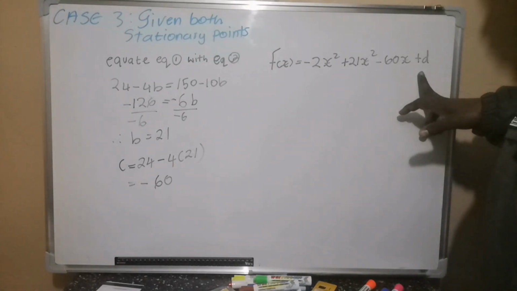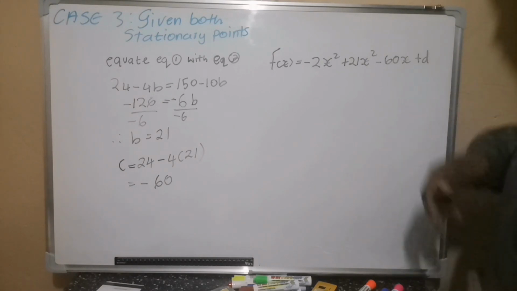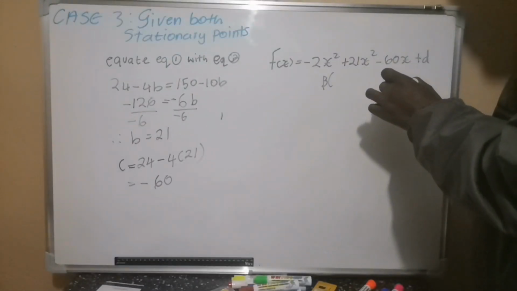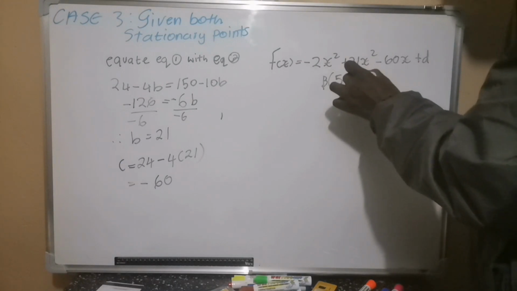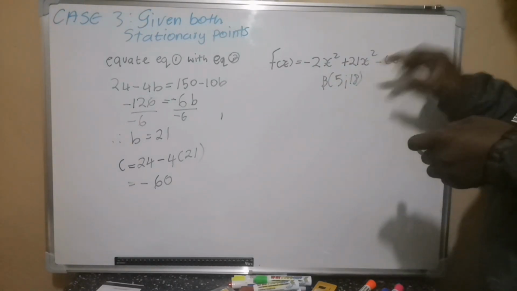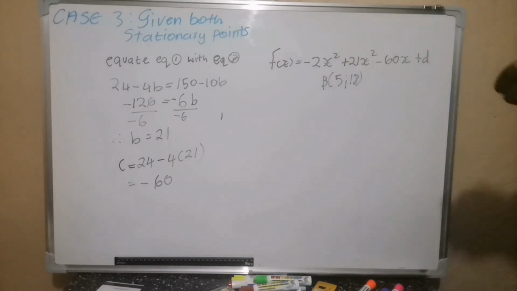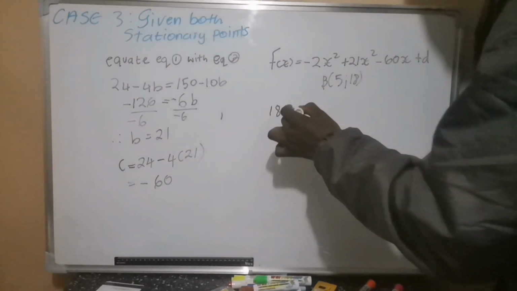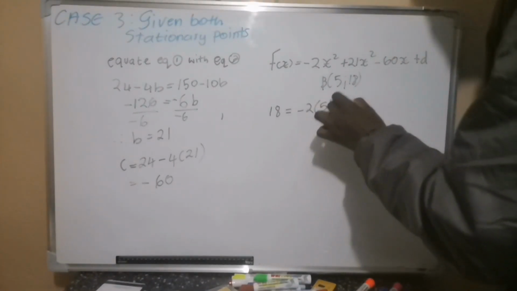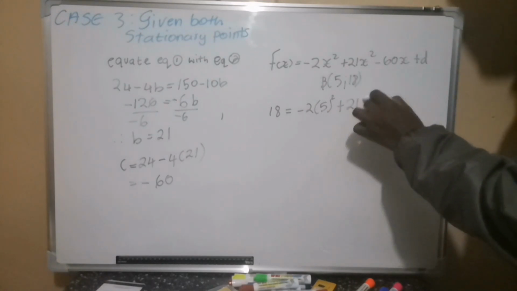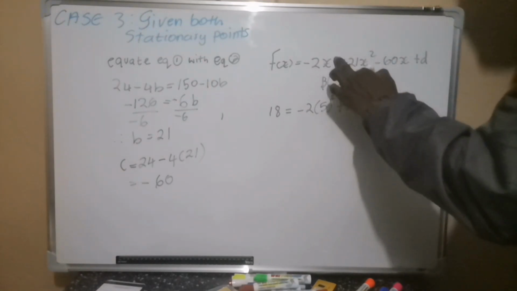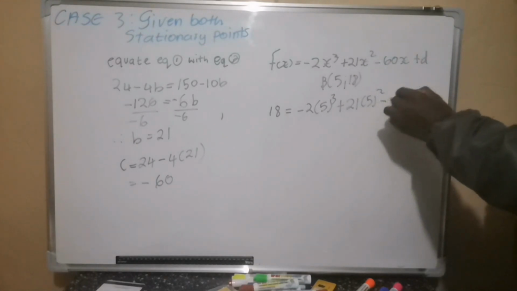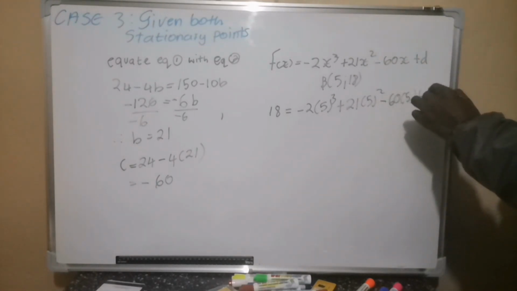You take those coordinates again. Remember, it's B, and the coordinates of B are 5 and 18. So you take these coordinates and substitute them back into the real equation to find d. So 18 is y, 5 is x. So 18 is equal to negative 2 times 5 cubed plus 21 times 5 squared. Please press the calculator there, guys. Minus 60 times 5 plus d.